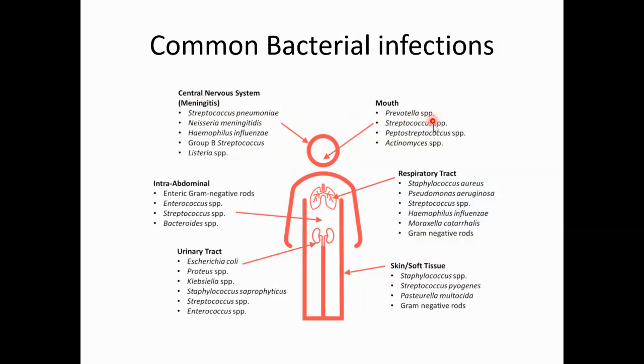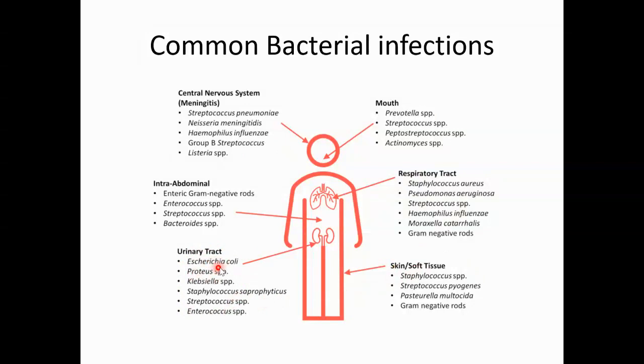Mouth, some strep. Respiratory tract, staph, MRSA, Pseudomonas, and Streptococcus. Those are 3 big ones. H. influenzae, Moraxella, and then there's a bunch of gram-negative bacteria that can invade as well. Skin and soft tissue, 1 and 2 are staph and strep. It just lives on the skin, and when there are wounds, it infects them.